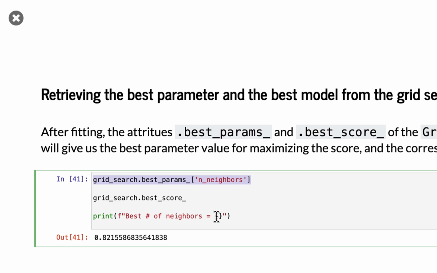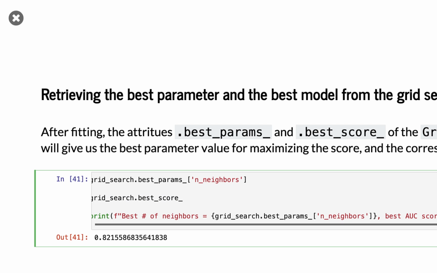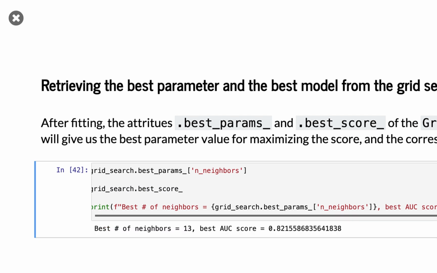But this number 13 is returned by the best parameters. But it's a dictionary. We have to extract the numerical value by calling on the name of the index. So this is the first thing, and then we can say best AUC score equals the second thing, right? So grid search dot best score. That's actually 0.82. Anyways, you don't have to do this, but sometimes this actually makes the whole thing a bit more readable.